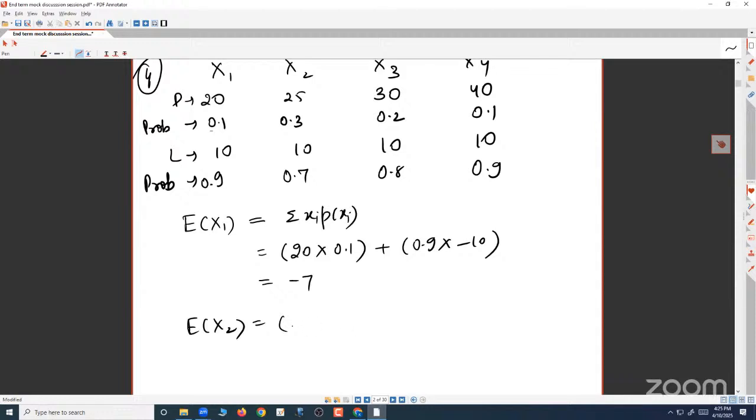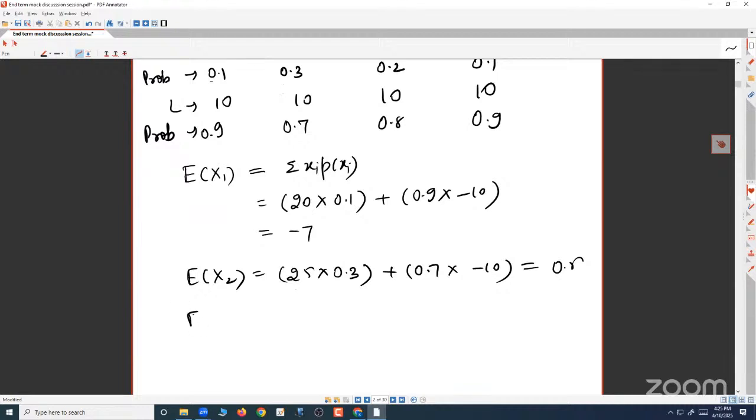I need the equation. 25 into 0.3 plus 0.7 into minus 10. Correct. This value is coming out to be 0.5. Now, just tell me the answer. What is the expected value of x3 and x4 also?